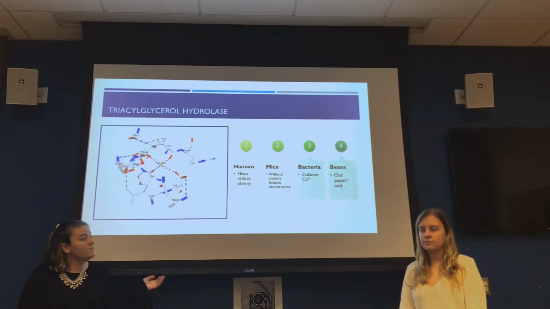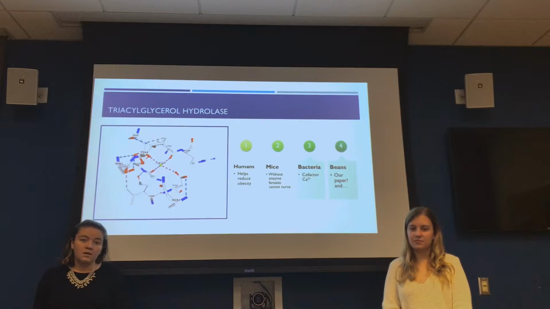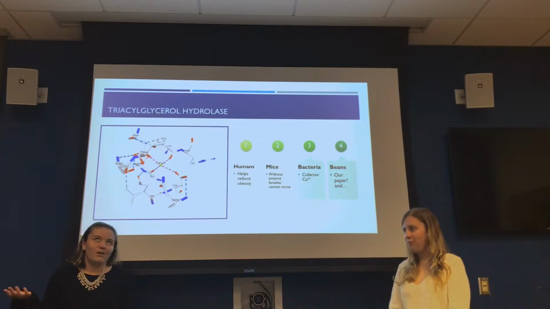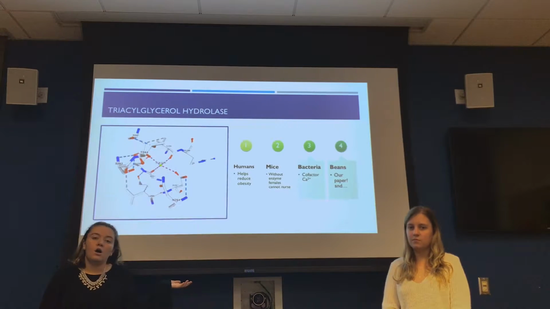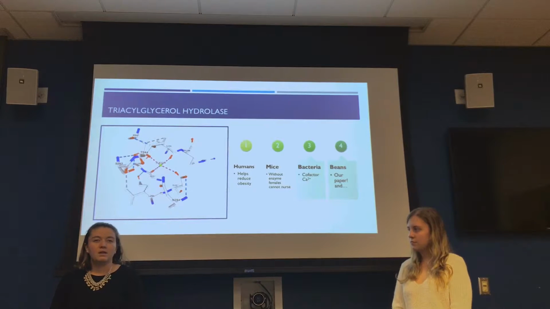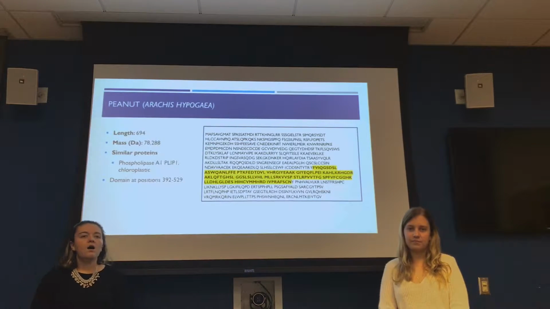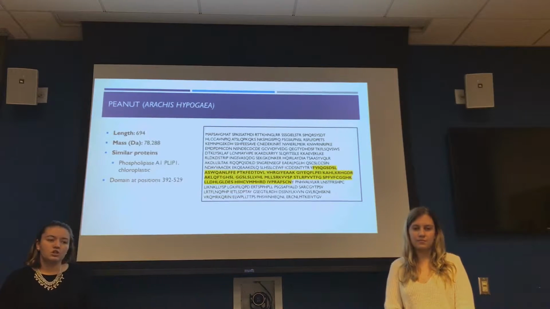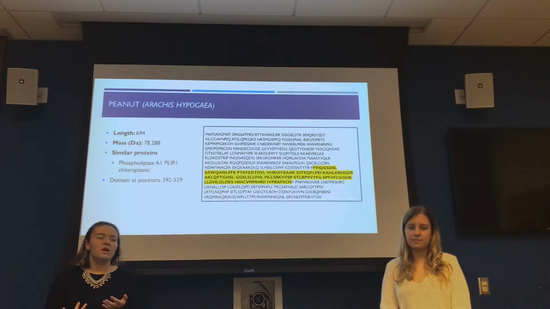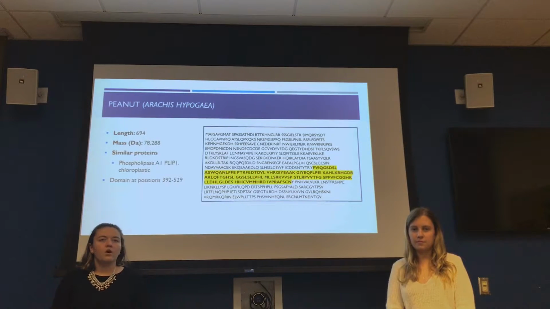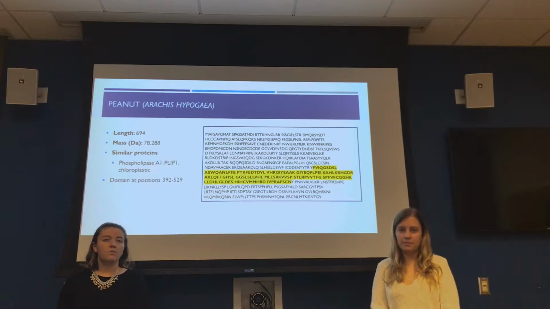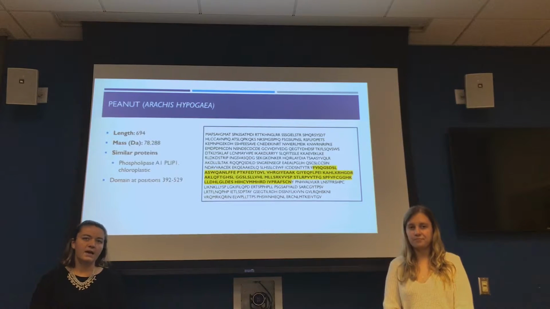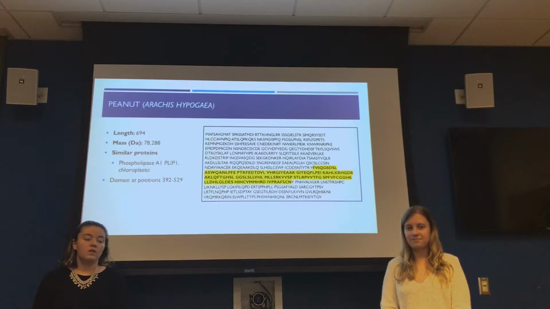And speaking of paper, the researchers focused on the African oil bean, and so beans are also a category in which this enzyme is present. We did some research on bioinformatics, and we looked into the peanut and the castor bean. We looked at both of these because they were both mentioned in the paper that we looked at as references about the African oil bean because they are similar.